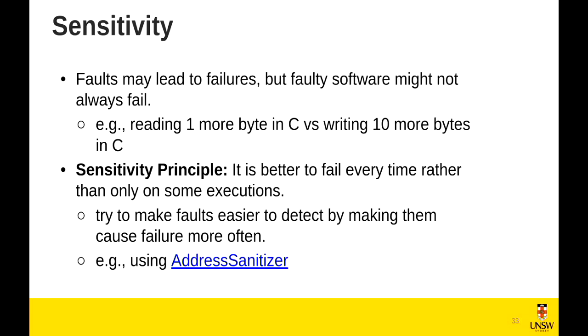And the sensitivity problem is that it is always better to fail every time rather than only during some executions. If an error occurs, it's better to fail the program and make it observable rather than just letting the program continue to run. This is called sensitivity. And this is related to trying to make faults easier to detect by making them cause failures more often.